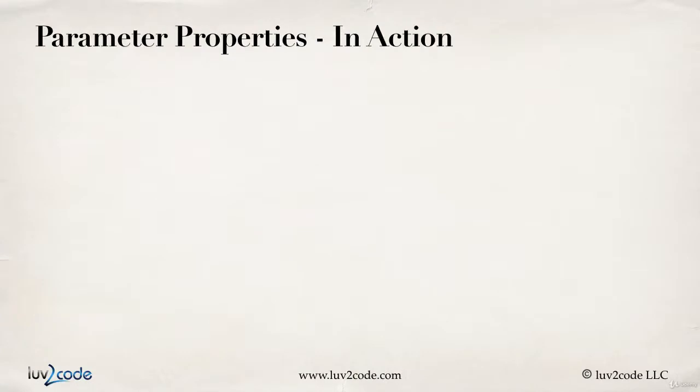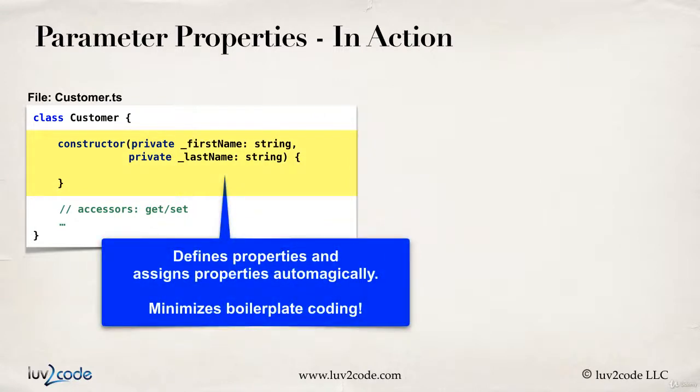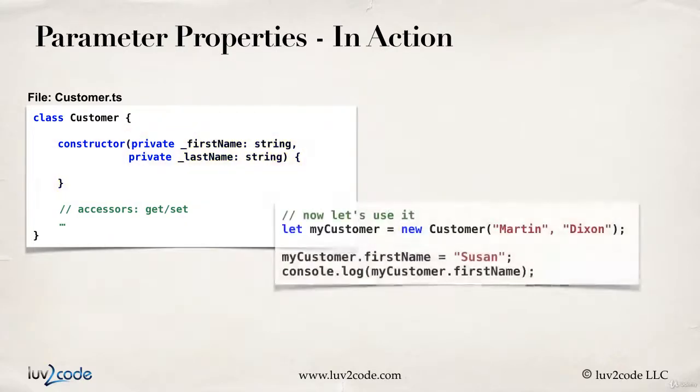Alrighty, now let's take a look at parameter properties in action. So here's our class Customer with our constructor using parameter properties. Again, remember, it defines the properties and assigns them automatically, minimizing that boilerplate coding. And then we simply use it. To the program that uses this class, everything else works the same. There's nothing different. So we simply create a new instance.